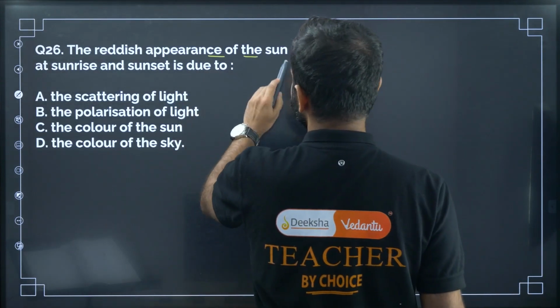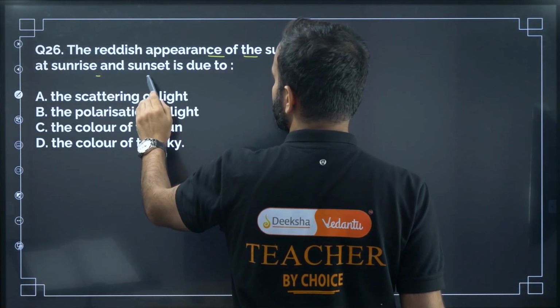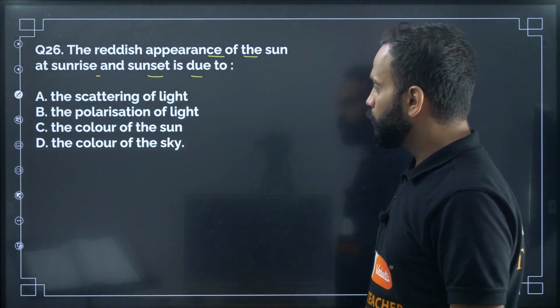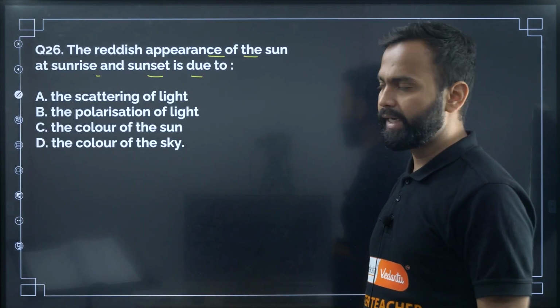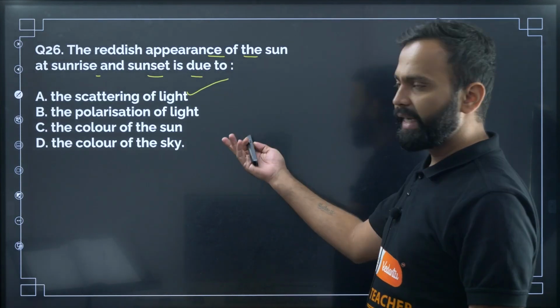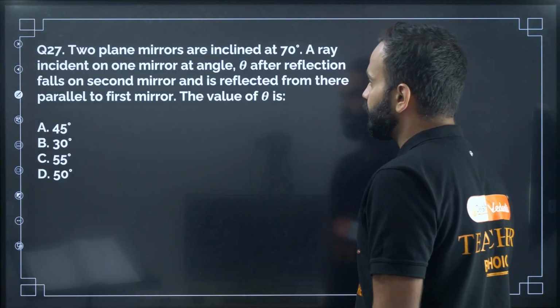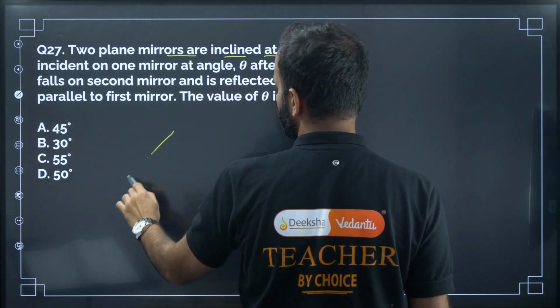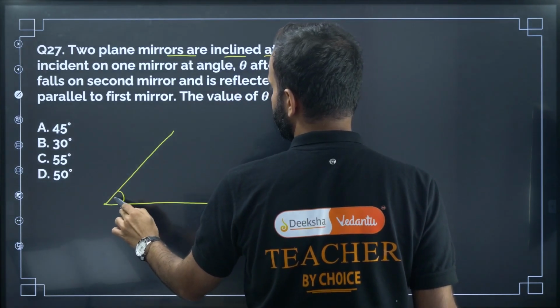Question number 26. The reddish appearance of the sun at sunrise and sunset is due to the scattering of light, right? That's it. Due to the scattering of light. Okay, the direct question. Question number 27. Two plane mirrors are inclined at 70 degree.